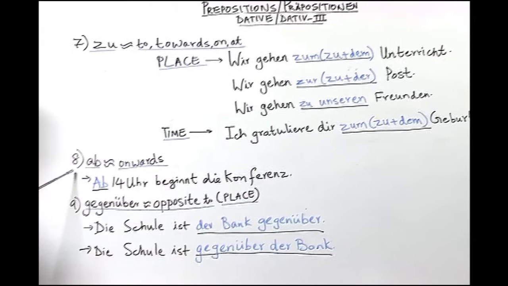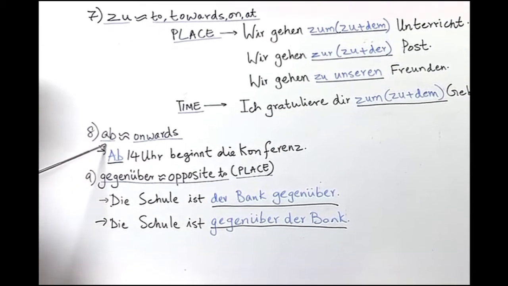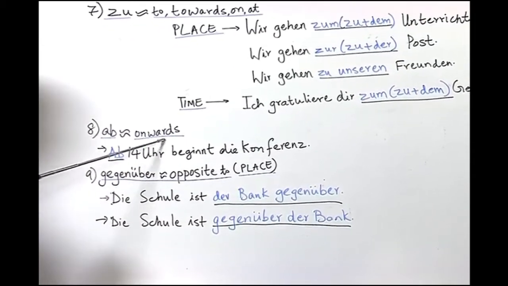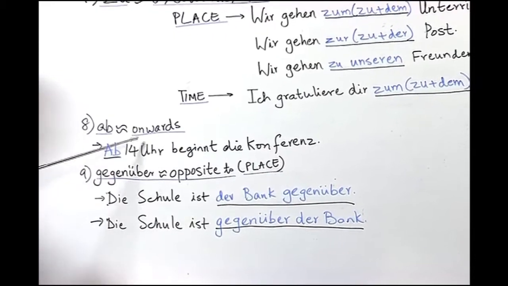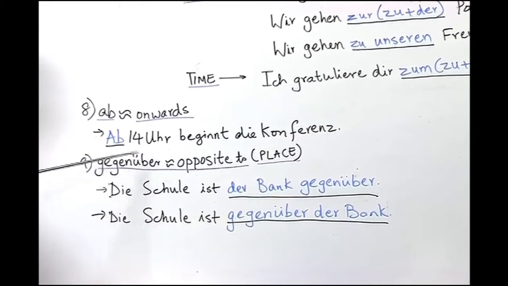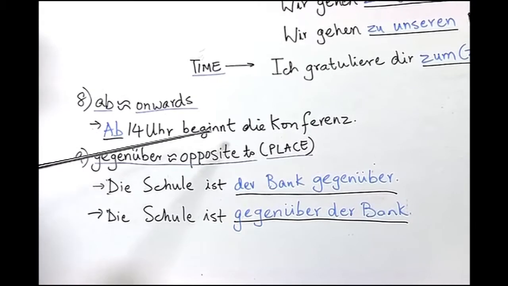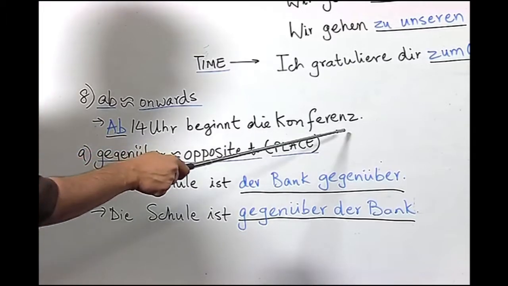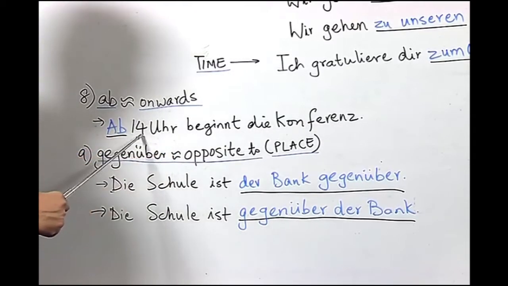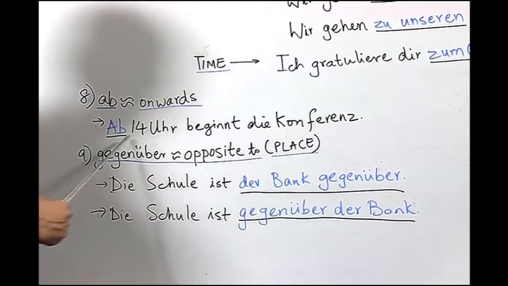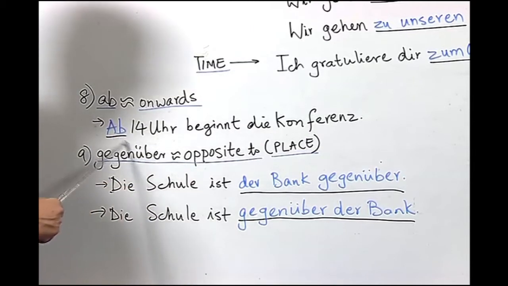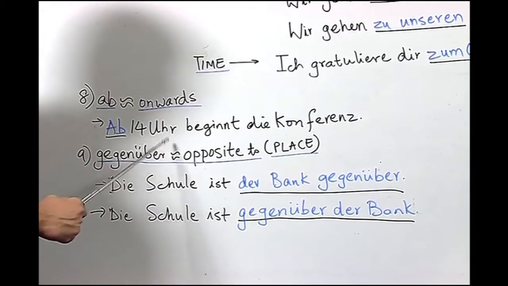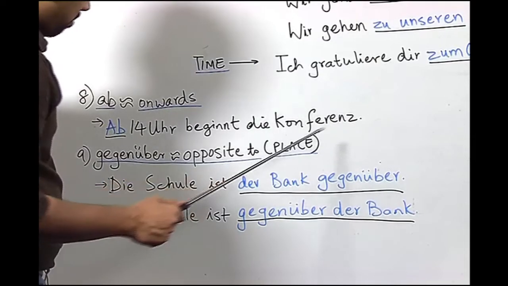Now, let us look at the preposition ab. Ab has one of the basic meanings, onwards. For example, any action which starts at a specific point and continues to happen. Now, we have here the sentence "Ab 14 Uhr beginnt die Conference". From 2 o'clock onwards the conference would begin. So, here ab shows an action which starts at some point and then continues to take place.